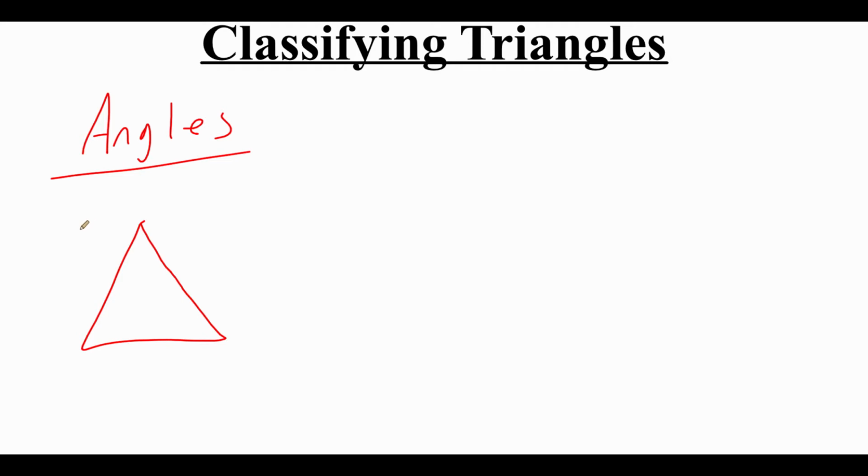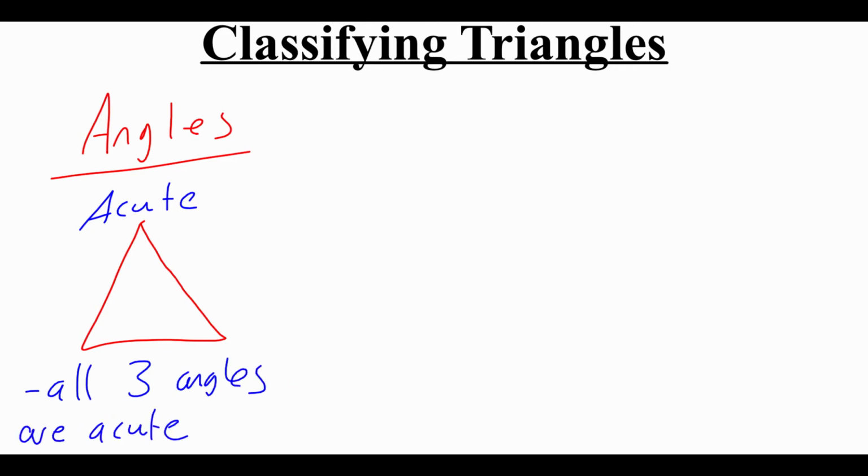And the first classification is being an acute triangle. And in order for a triangle to be acute, all of the angles inside of the triangle have to be acute. The next type of triangle that we can look at is a right triangle.